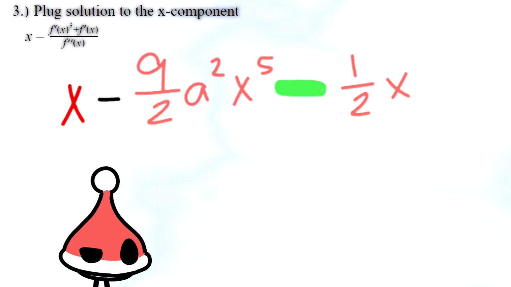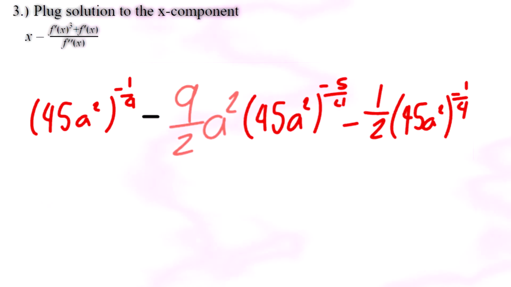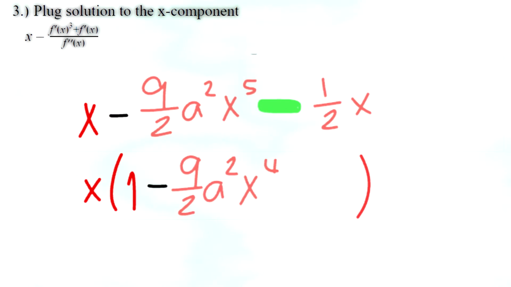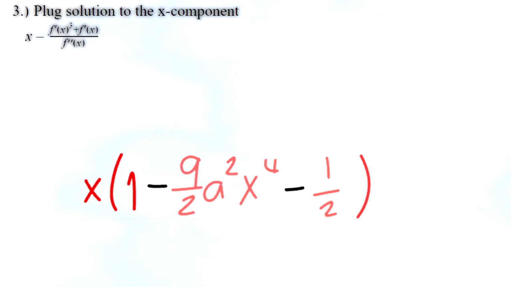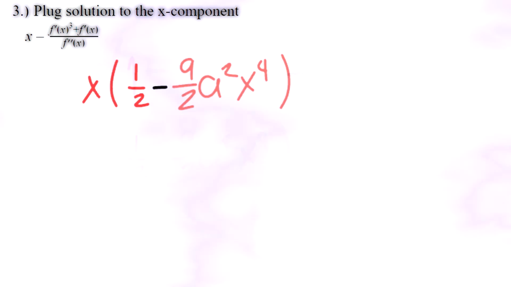Well, actually, no. Remember that plugging those fourth root numbers makes more of a mess than not, so we're going to keep this as it is and find an x^4 for us to substitute to cancel the fourth root. And to do that, we factor an x out of the entire expression, where we then get x times 1 minus 9/2 a squared x^4 minus 1/2. First off, 1 minus 1/2 is 1/2, to take care of that.